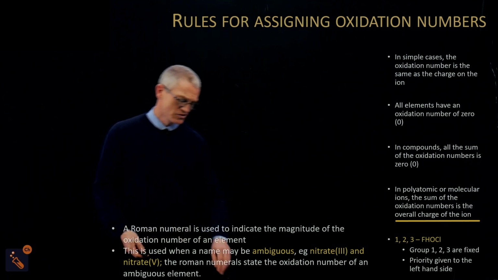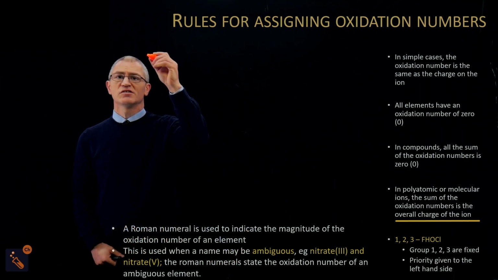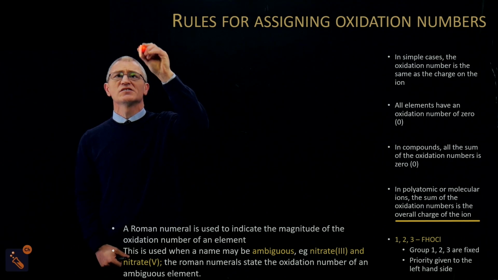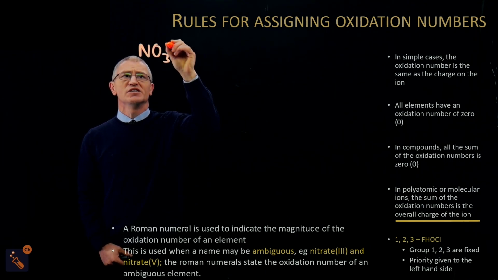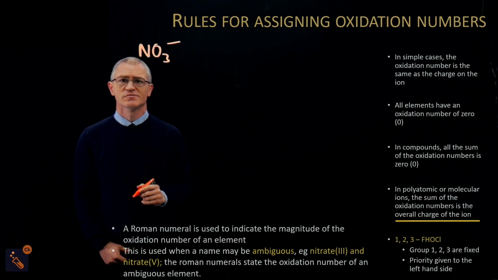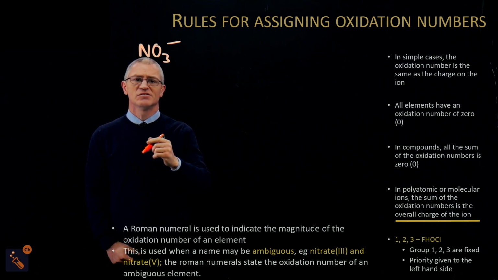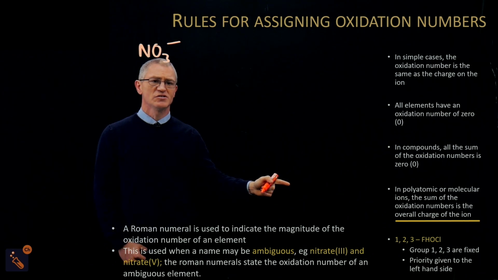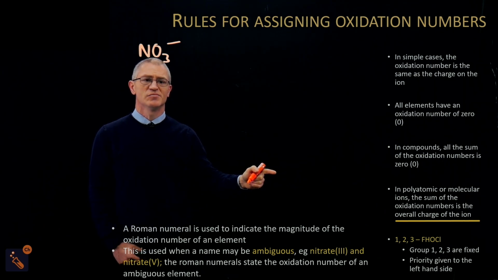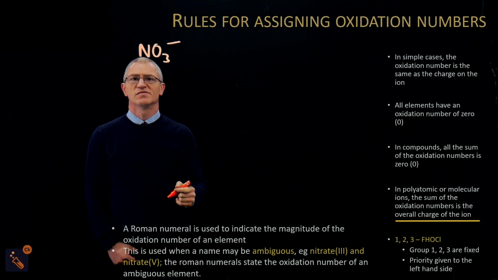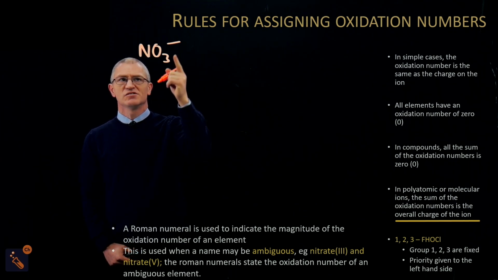Therefore, we need to find out what they are from the name of the substance. So let's look at nitrate(III). All nitrates are NO3 minus. So we've got NO3 minus. If that is the case, what we can do is we can say, if we look in polyatomic or molecular ions, the sum of the oxidation numbers is the overall charge of the ion. So the overall charge of the ion is minus.